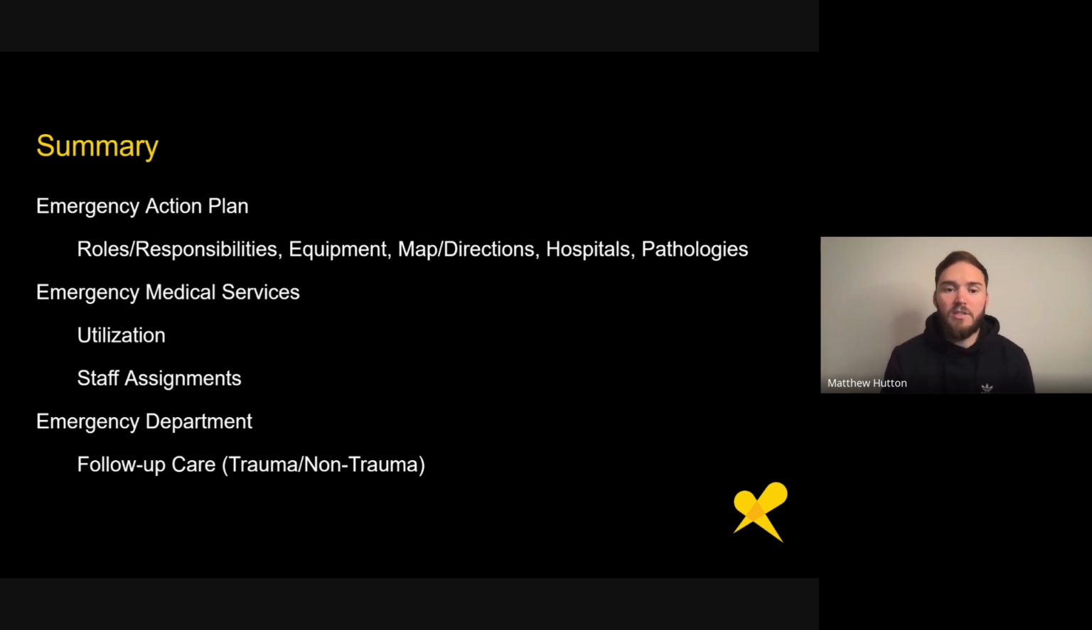What equipment you have on site, if you have a spine board, if you have an AED, if you have splints, that kind of stuff. And then the map and directions we touched on already, the different hospitals. If it's going to be a trauma, do they need to go to a level 1? Or if you're in a small town, are you going to send them to a local hospital, or are you going to send them up to a regional hospital?